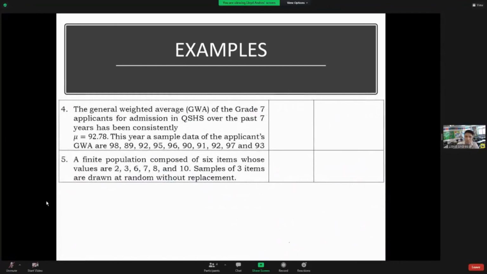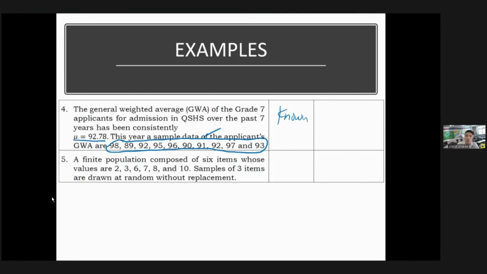Next, the general weighted average of the grade 7 applicants for admission of QSHS over past 7 years. Given tag population mean, tapos given ko tag data. This year sample data of applicants, so naay raw data. Basta naay raw data, considered known na si sigma squared because again, ma-solve ra nimo ang sigma squared using the given data. So ang standard error ani is sigma sub x bar is sigma over square root of n.